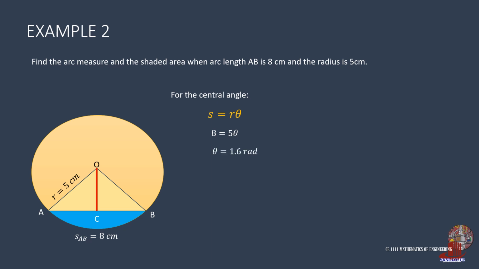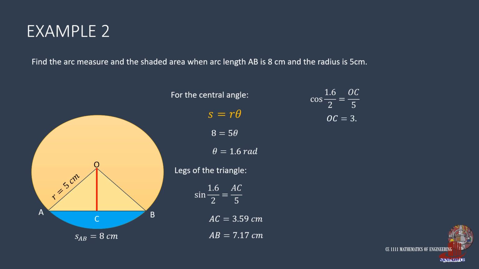With the radius taken as hypotenuse, identify the other legs of the triangle after dropping a bisecting line from point O to point C. Through trigonometric functions, take sine of half of 1.6 as AC over 5. Distance AC comes out as 3.59 cm. Thus, the chord AB is then double of AC, that is 7.17 cm. For the other leg, use cosine of half of 1.6 radians as equal to OC over 5. OC is then computed as 3.58 cm.